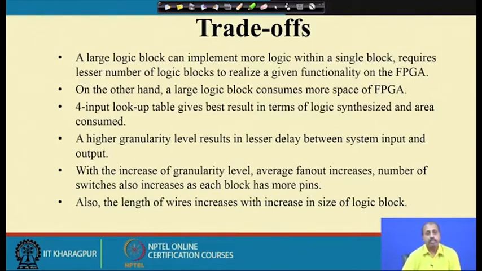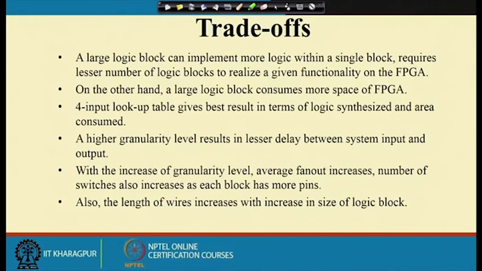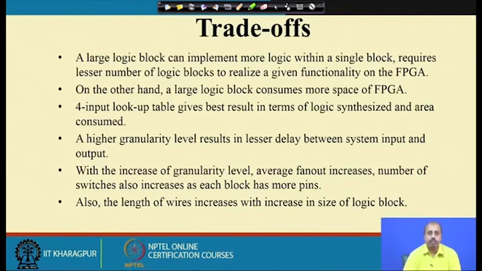Now, there is a study that shows that among these lookup tables that we have, the 4 input lookup table gives the best result in terms of logic synthesized and area consumed. If you make a trade off plot, some early researches have shown that this 4 input is the ideal value. 3 input, that is also not good. 5 input also is not very much useful, but these 4 inputs are better.